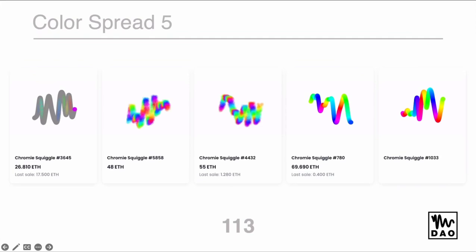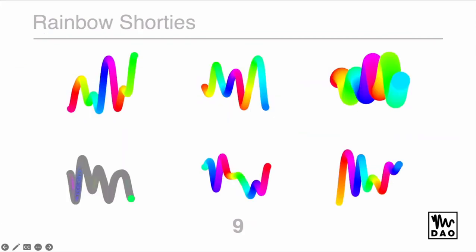But there is something to be said about short squiggles. They look really clean, and when we combine the color spread 5 with the shortest possible squiggle, those with 12 segments, we find really beautiful pieces, and we call them rainbow shorties. In my opinion, they are amazing.